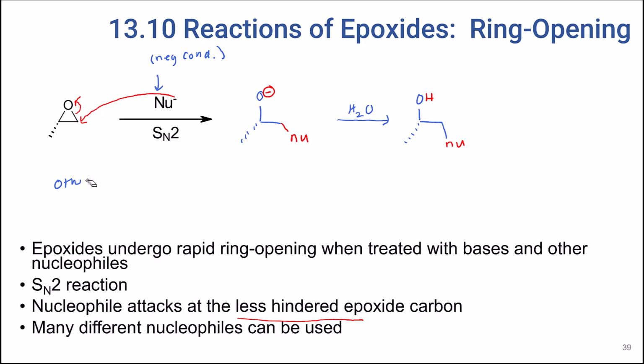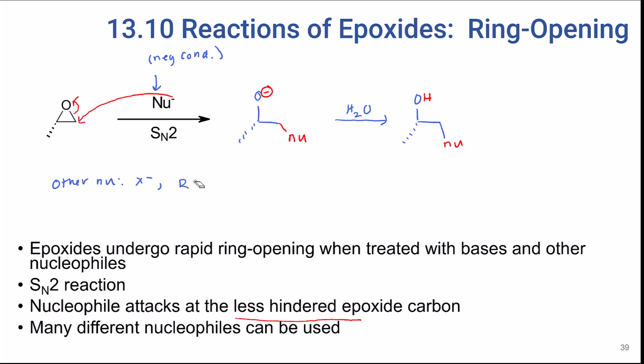So other nucleophiles that you could use: X minus, any Grignards, CN minus, SH minus, or SR, N minus. The thing that you see that's common here is that these nucleophiles are all negatively charged.